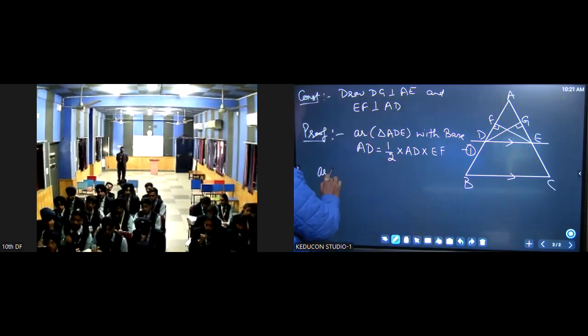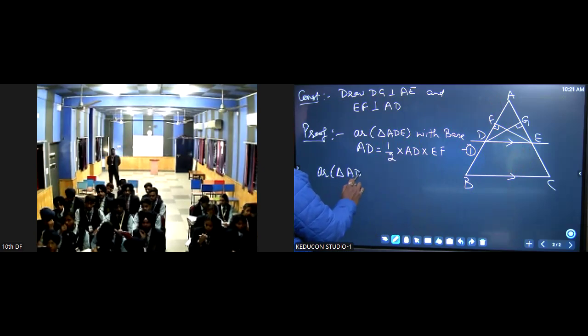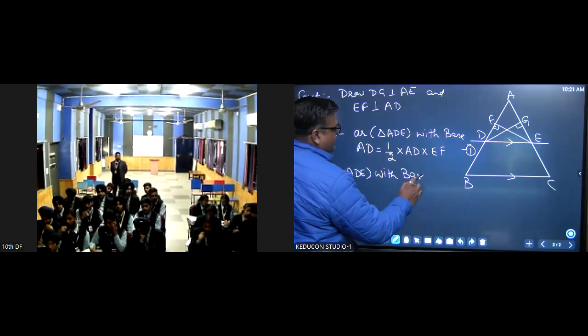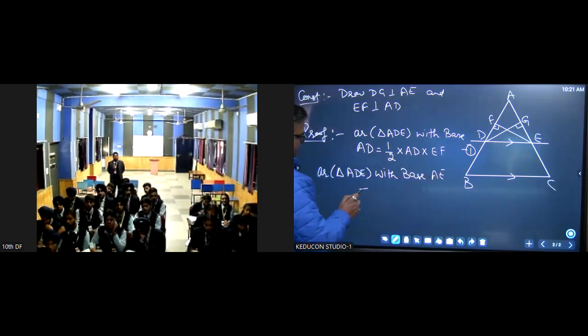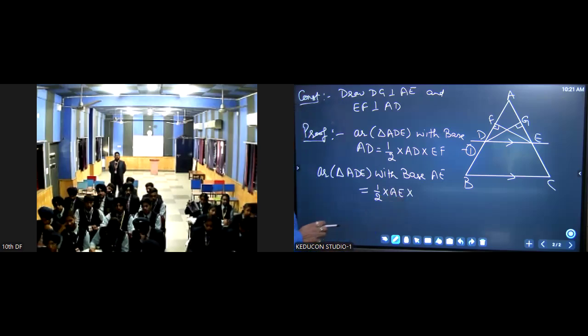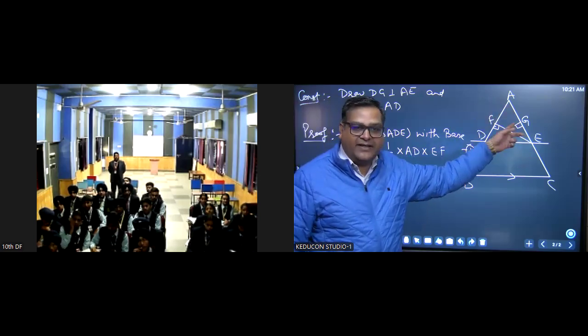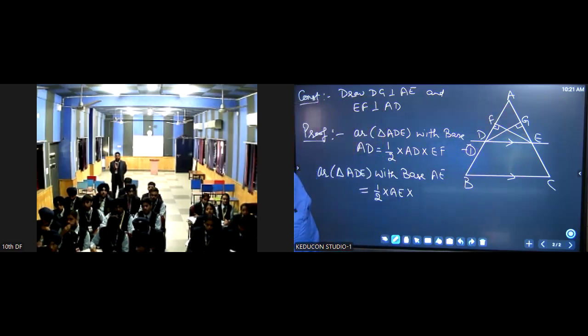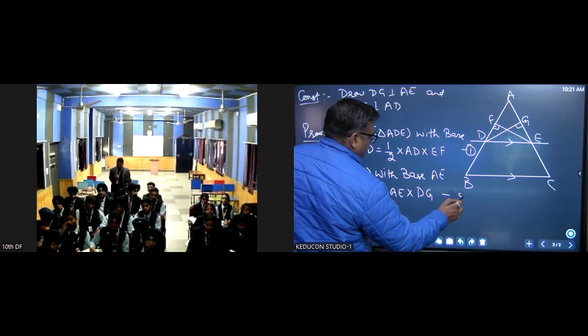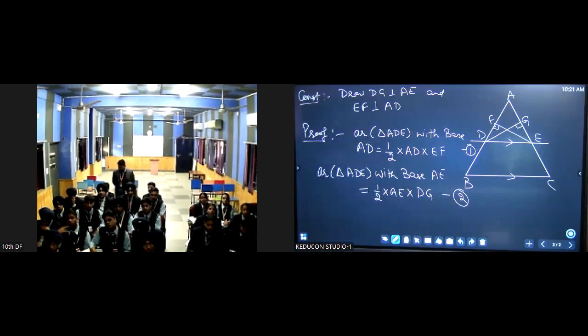Similarly, area of triangle ADE with base, now we take base as AE. What will be the area? Again, half into base into height. What will be the height in this case, students? अगर आप ट्रायंगल ADE में बेस AE को ले रहे हैं, what will be the height? DG? Yes or no? Now this is equation 2.